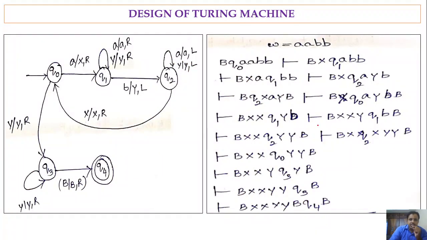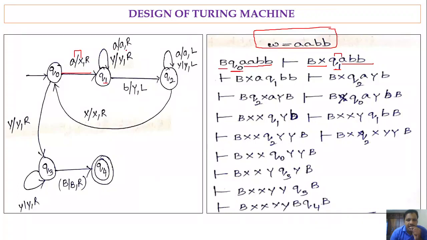This is the instantaneous description that can be used for proving the acceptance or rejection of a string. See here, initially we take blank followed by initial state Q naught, and this is the string AABB. In Q naught on A, we replace that A with X and move the head towards right. So the instantaneous description will become BX. The resultant state is Q1, so you write Q1. The remaining input to be processed is ABB.